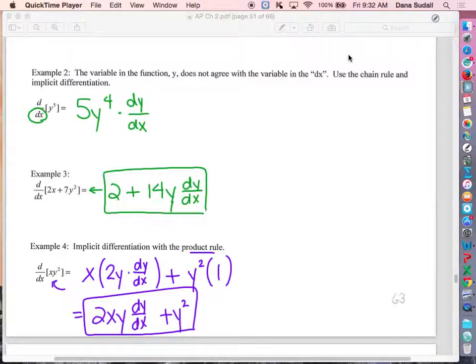But now most of the problems that we've looked at were not just single terms that you were taking the derivative of. They were entire equations or functions that you were taking the derivative of. So it was set equal to something. So let's look at a problem where it's set equal to either another variable or a numerical value, something to that effect.